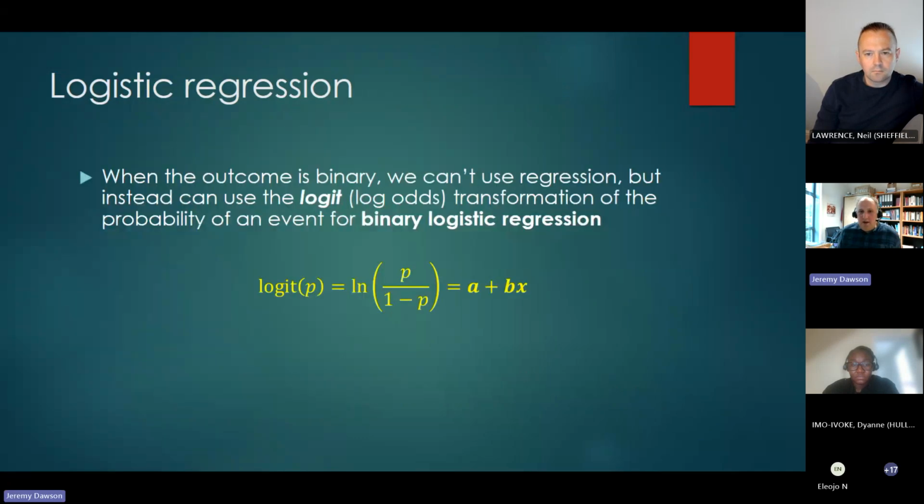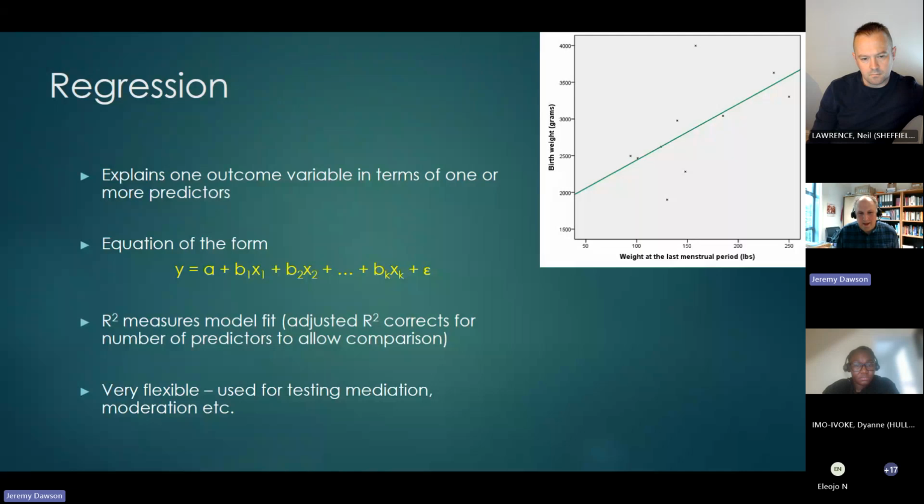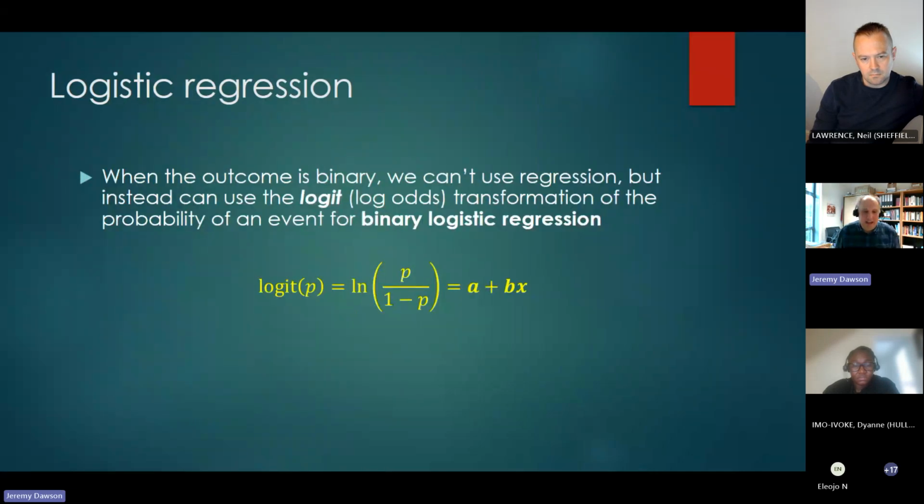So the other type of analysis I just wanted to mention in a little bit more detail was logistic regression, which is what we do where the outcome is binary. So where the outcome is binary, we can't use a regression equation because we can't get a plot which looks a bit like that. So instead, what we use is a transformation. Specifically, we tend to use the logit or log odds transformation of the probability of an event happening. So that event might be a death, it might be whether or not somebody visits their GP, it might be whether or not somebody gets promoted, it might be whether or not somebody has a child, anything that has 2 possible outcomes.